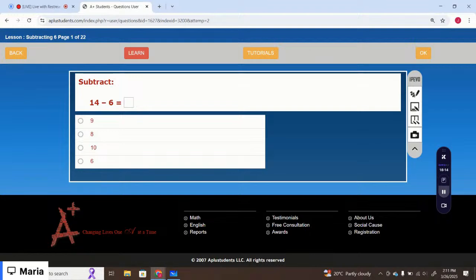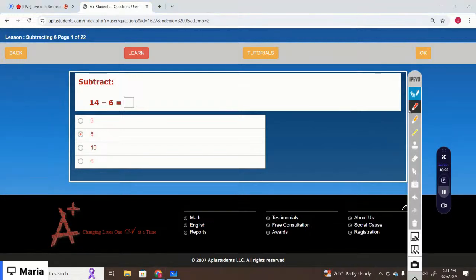14 take away 6 is 8. Option number 2 is the correct option. You have to start with 6 and count until 14. So that is 6, 7, 8, 9, 10, 11, 12, 13, 14. So that is 8. Option number 2 is the correct option.